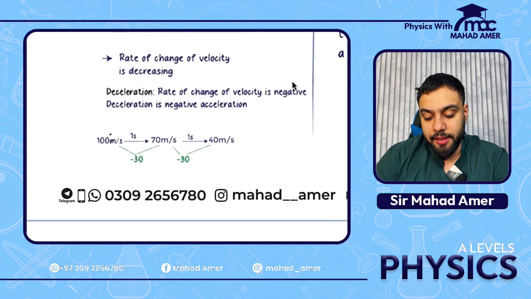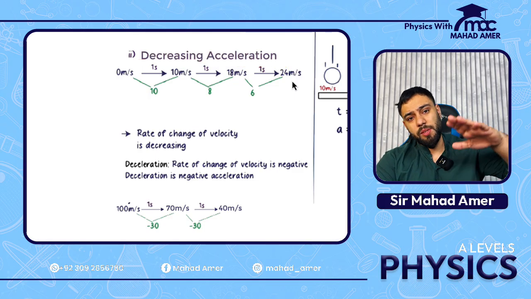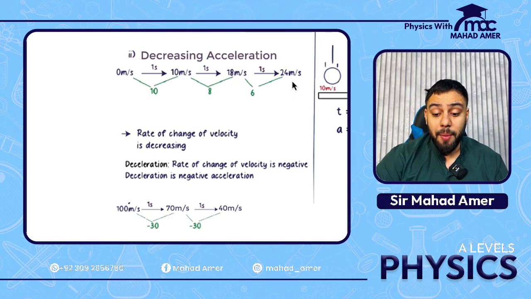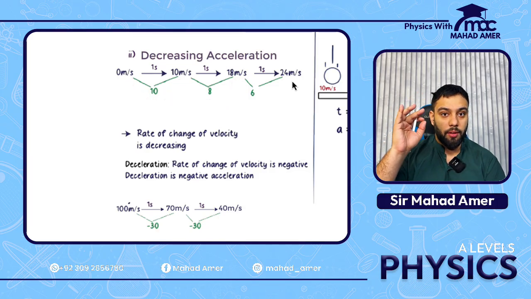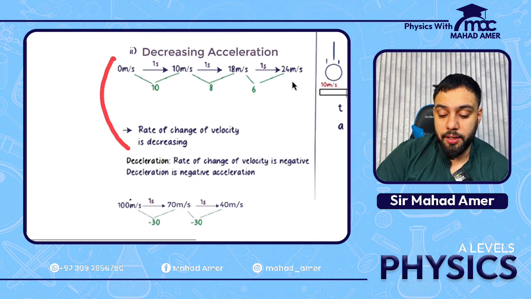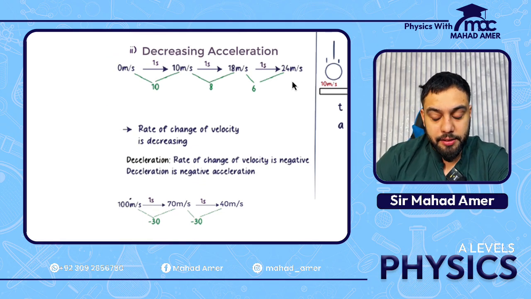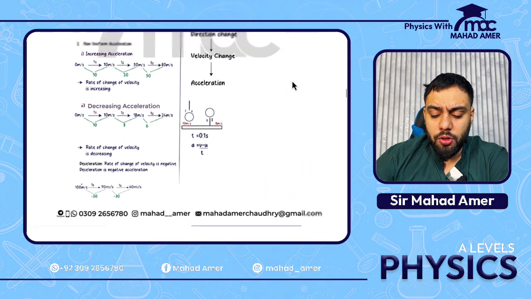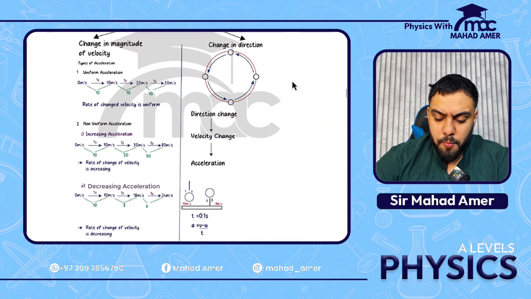This actually is deceleration. Whereas in decreasing acceleration, the car is getting faster, but the rate at which it is getting faster is reducing. Big difference. So make sure that you don't confuse these two things. Deceleration is something very different compared to decreasing acceleration. So this is all the change in velocity or change in magnitude part of the acceleration.